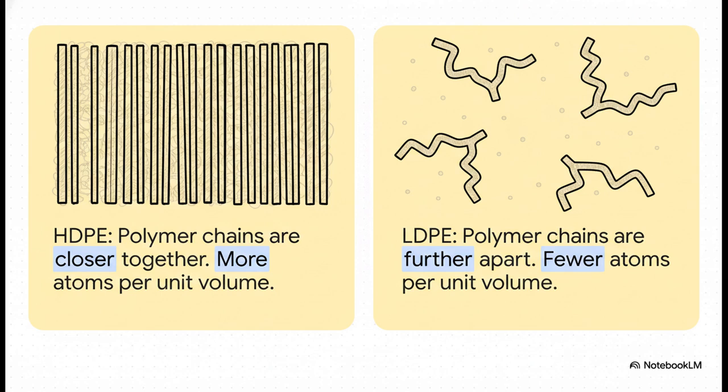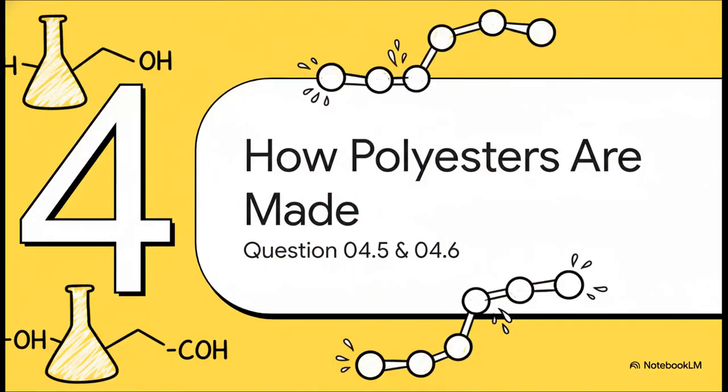It's literally the difference between neatly folding your clothes to pack a suitcase versus just chucking them all in. You can fit more in when it's neat, right? Same idea. All right, time to shift gears. We've been talking about addition polymerization, but now we're going to switch over to condensation polymerization. This next bit of the question is all about how we make polyesters.